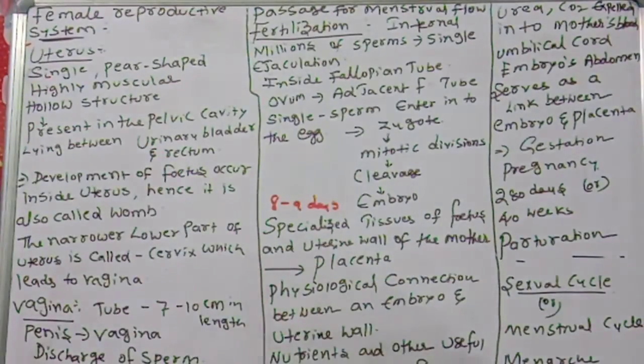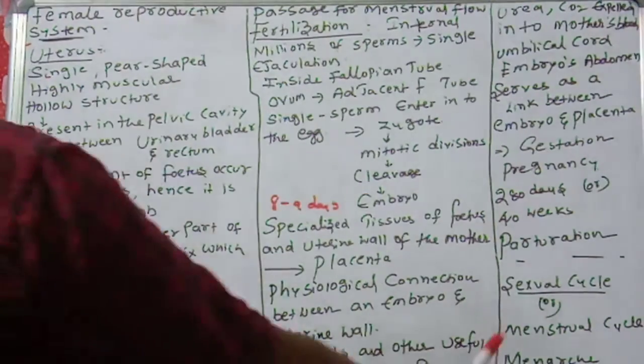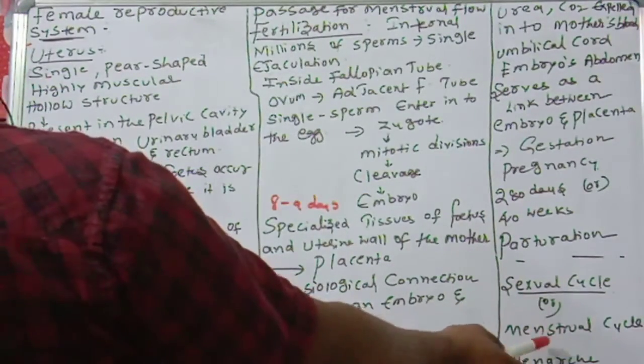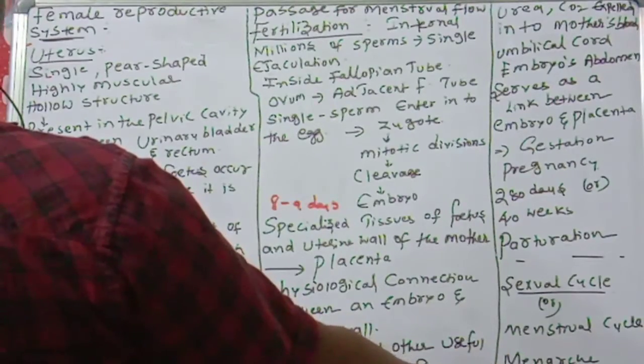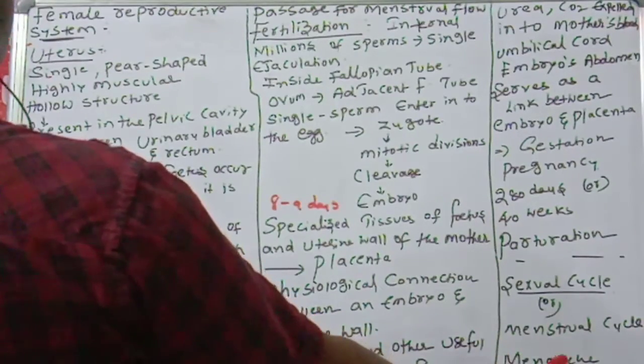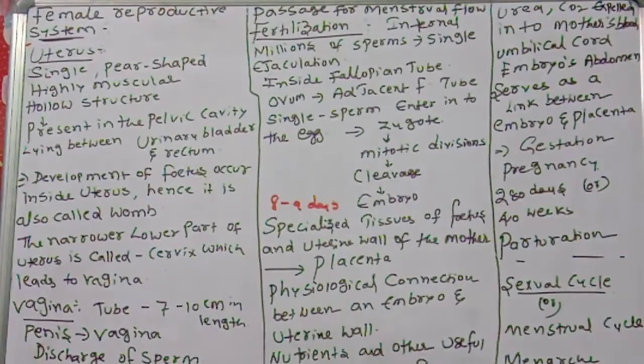Okay, children. In tomorrow's class we will discuss the menstrual cycle and what menarche is. The starting of the menstrual cycle is called menarche, and the end of the menstrual cycle is called menopause. Those two we will discuss in tomorrow's class. Once again, listen very carefully to this particular concept.